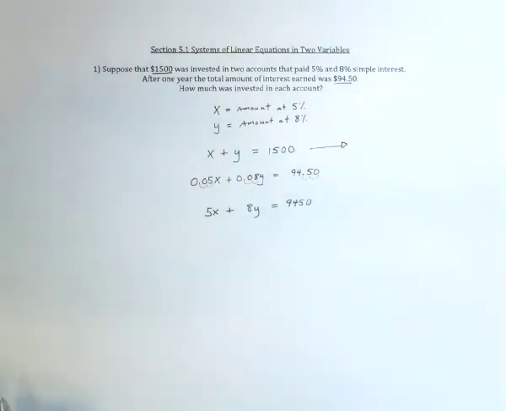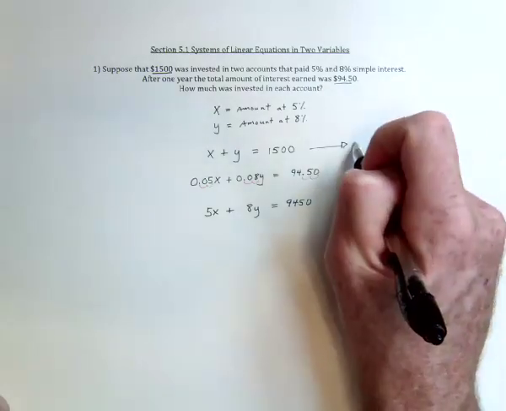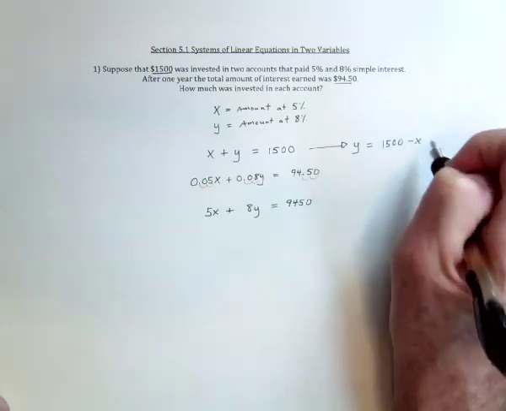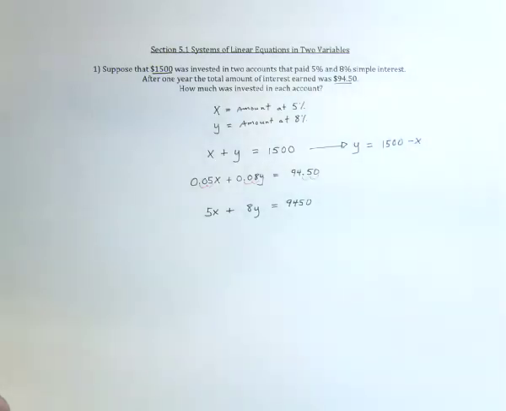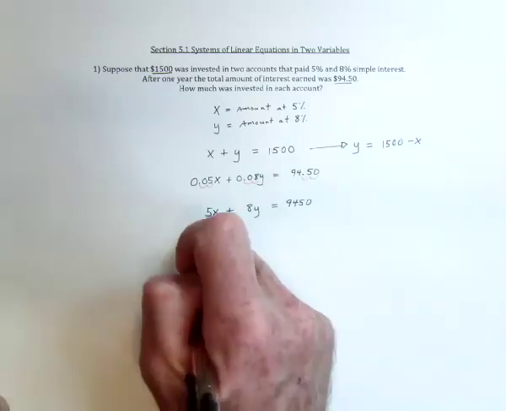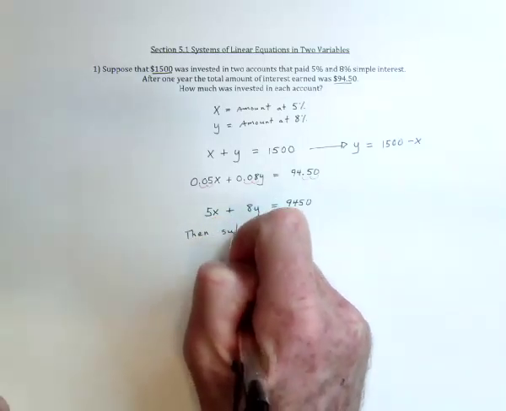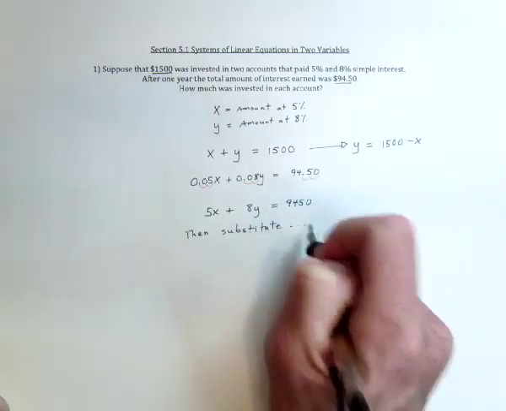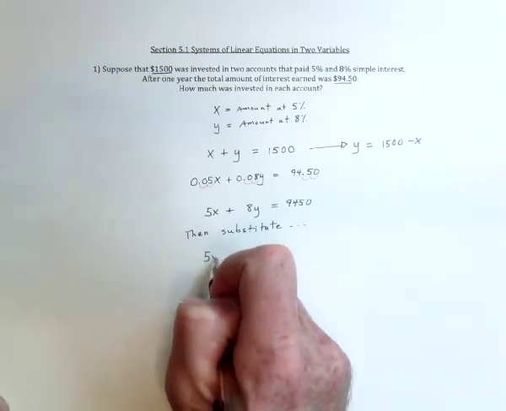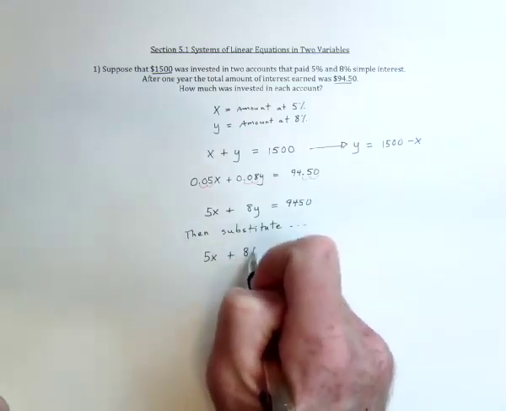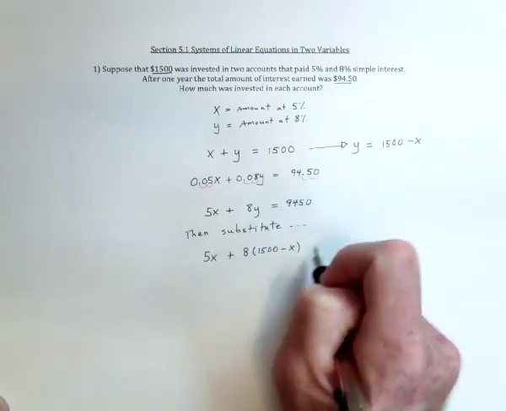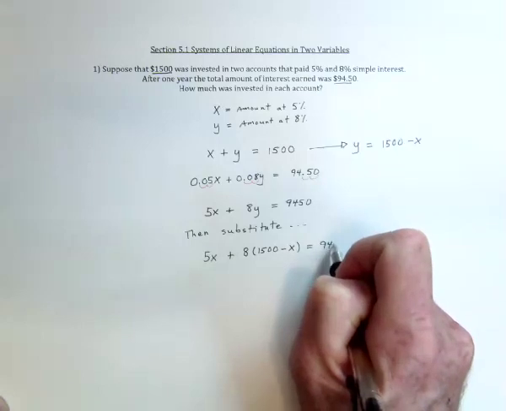And then I think I'll solve this by the substitution method. So I can go over here to the top equation and solve for either x or y. I think I'll solve for y. So subtract x from both sides. y equals 1,500 minus x. And then substitute that into this equation. So it's going to be 5 times x plus 8 times what y is equal to, 1,500 minus x, and then equals the 9450.